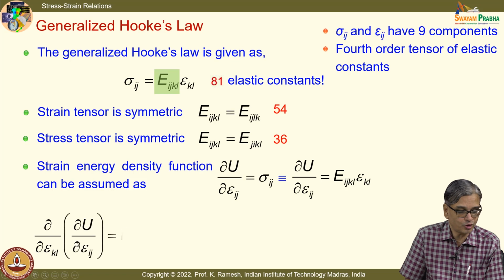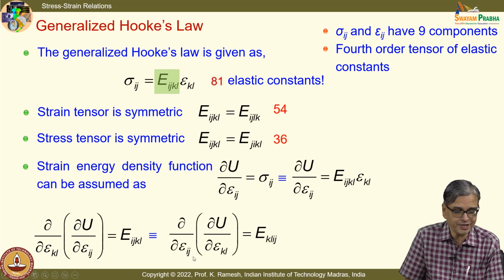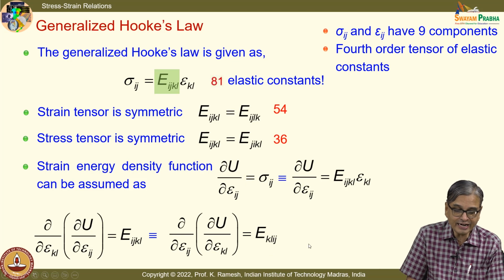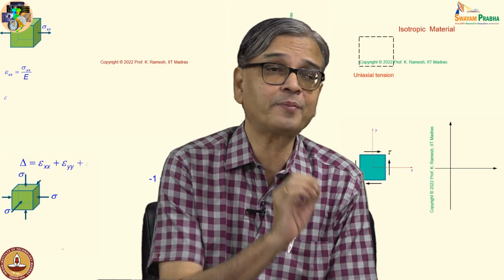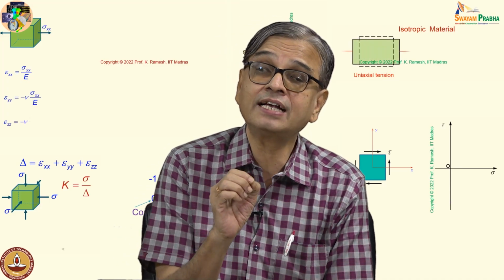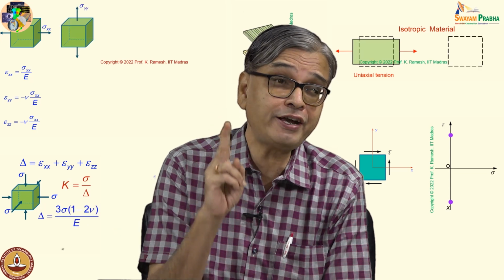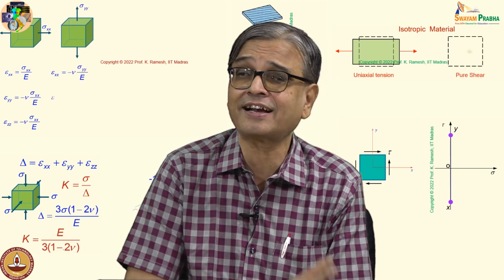So that is what I am going to do. I am going to differentiate with respect to epsilon kl, and then I am going to differentiate with respect to epsilon ij. The order does not matter. So this gives me a condition: E ijkl equals E klij. That reduces my elastic constants to 21. So an anisotropic material requires a minimum of 21 elastic constants to characterize.